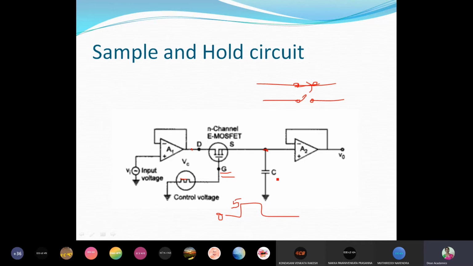And here there is a capacitor connected. So whatever input voltage you are applying here, this capacitor starts charging to that voltage, right? As long as the switch is in closed position, this capacitor will be receiving the input signal. Therefore, the capacitor will be charging to the input voltage like that, right?